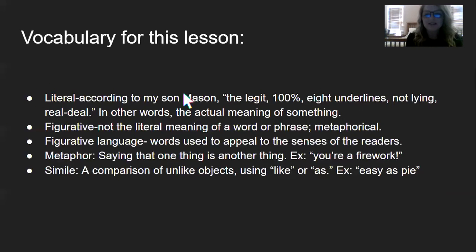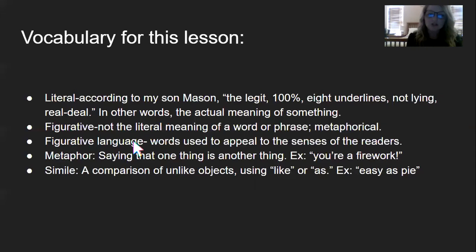So in other words, it's the actual meaning of something. It's the actual definition of a word. Okay? Figurative is not the literal meaning of a word or phrase. So it is not what the word means. It instead is metaphorical. If you've heard of metaphors, a figurative word is basically you're using a different way to explain it than its normal definition. So we're going to get into that some more.